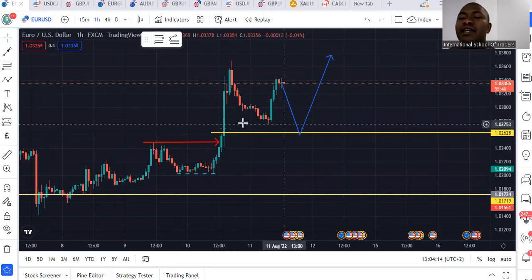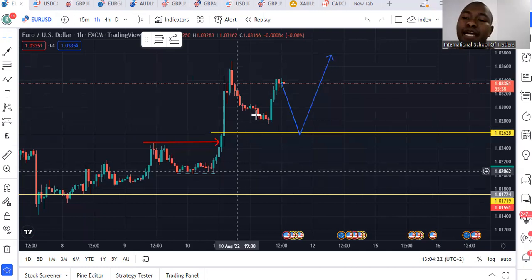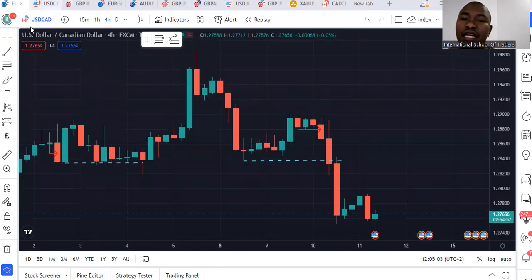You can see that level as the 1.0268 level. That is where I wish to buy Euro USD moving forward. We do have other trades and setups.